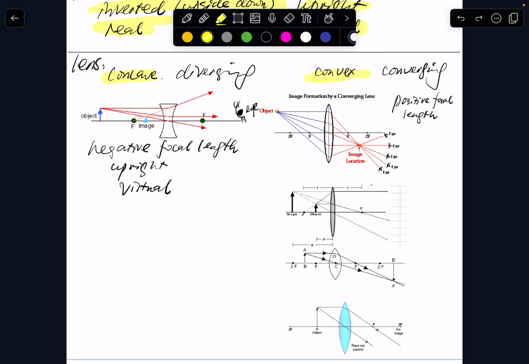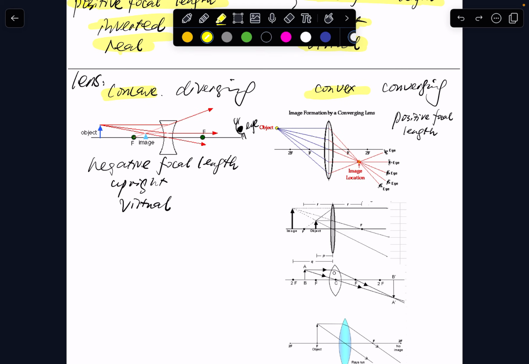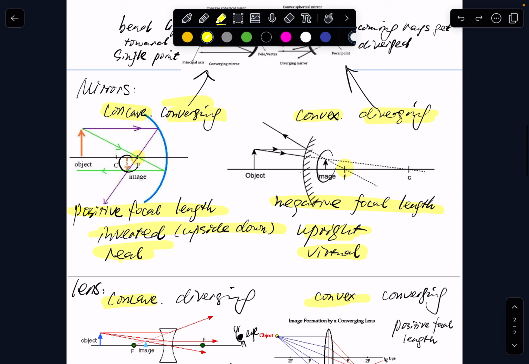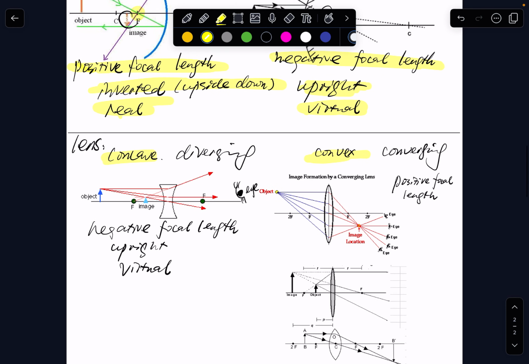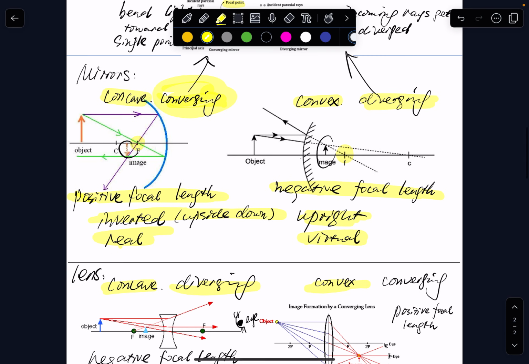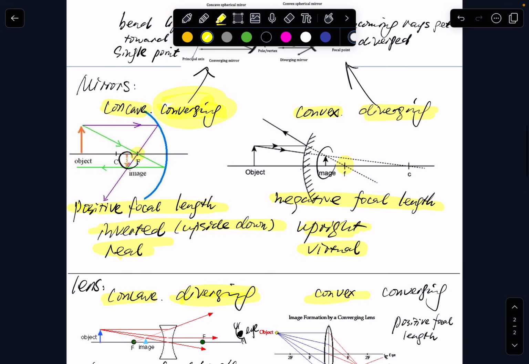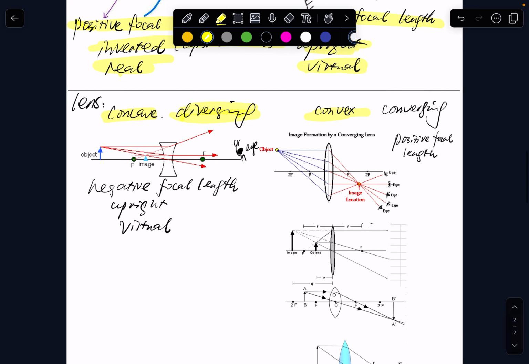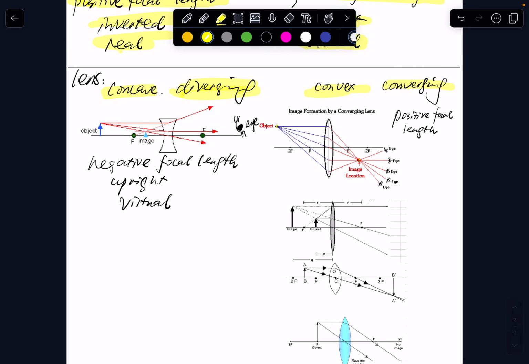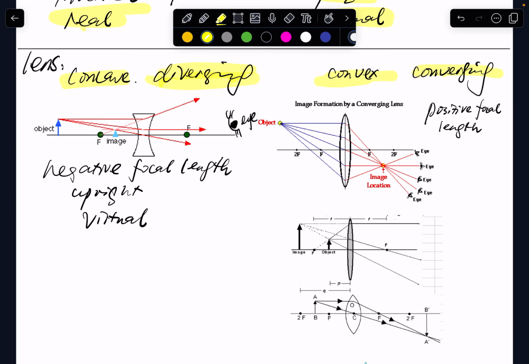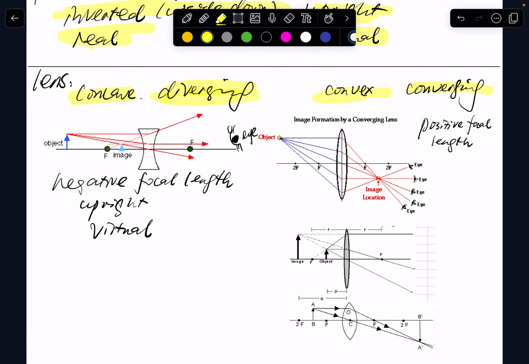But the difference is that this time the concave one is not the convergent one as in the mirror, but a divergent one for the lens. And the convex one is not divergent as in the mirror, but in this case for the lens, it's convergent. Just flip it. All right, so we know that the mirror reflects. But what does the lens do?